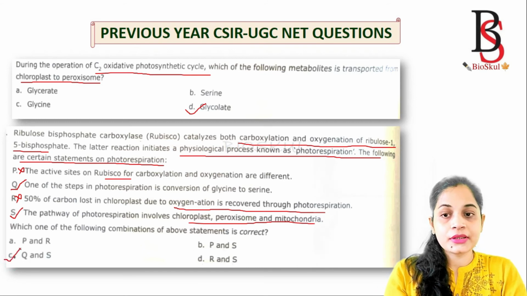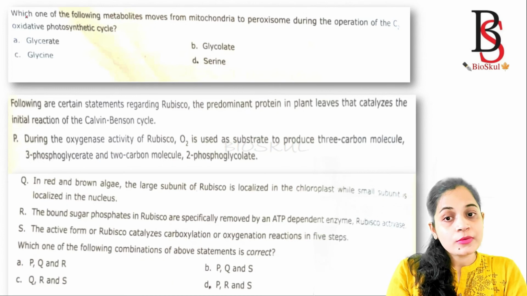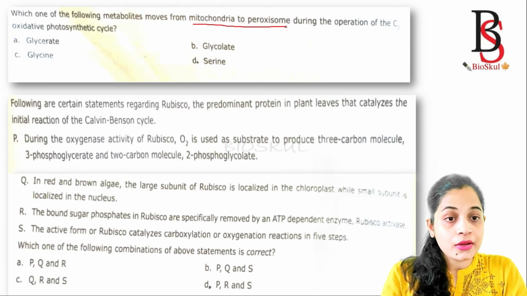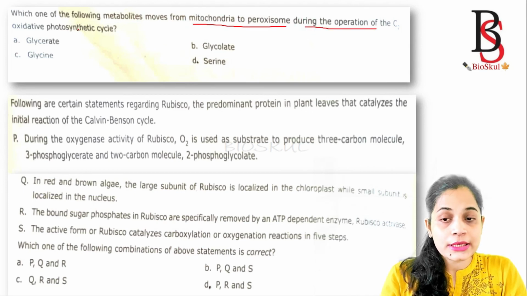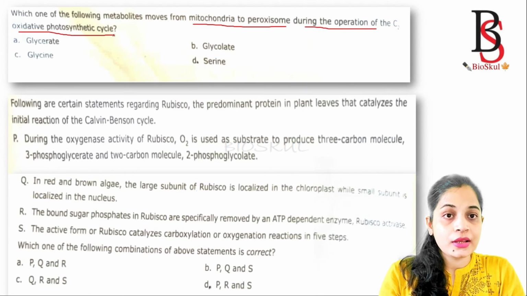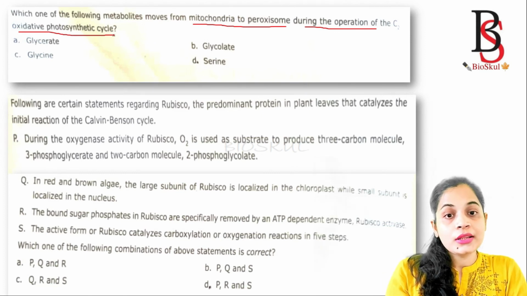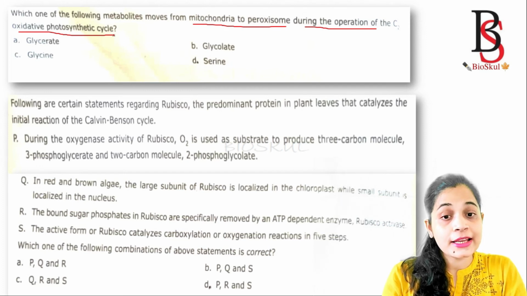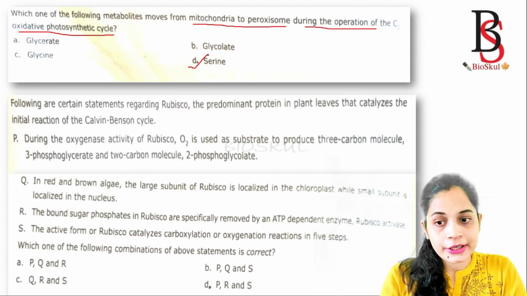Okay. The next question. Which one of the following metabolites moves from the mitochondria to peroxisome? Okay. During the operation of the C2 oxidative photosynthetic cycle. Okay. So which one? In the mitochondria, the glycine is converted into serine. Then the serine moves back from the mitochondria to peroxisome. So option D is the correct answer.